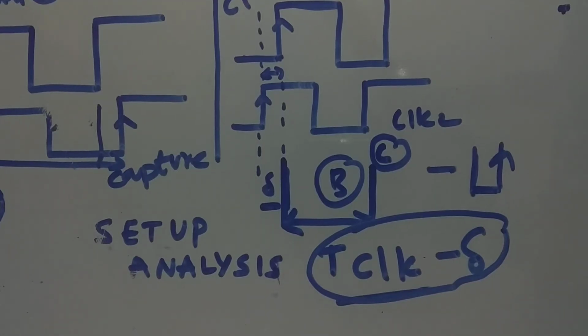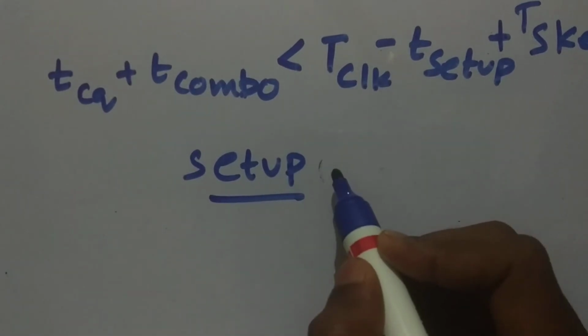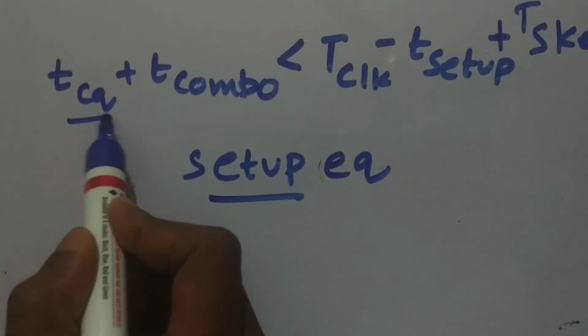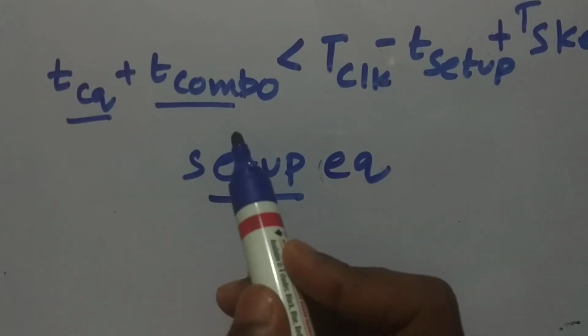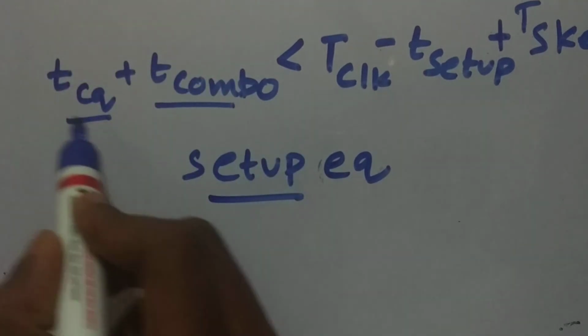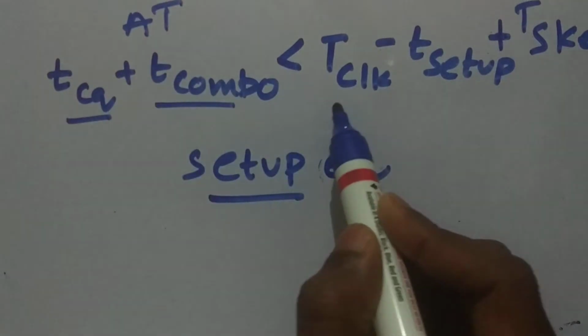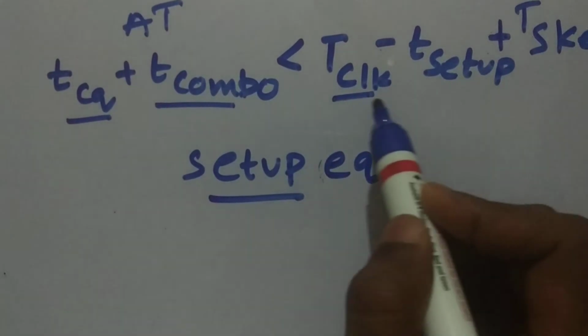So now I'm going to deal with both examples again with the hold analysis. First, I'm going to write the equation for setup analysis. So this is our setup equation. TCQ is the clock to Q pin delay and T combo is the combinational delay. So this is our arrival time. The arrival time should be less than the required time. What is the required time? T clock minus T setup plus TCQ.